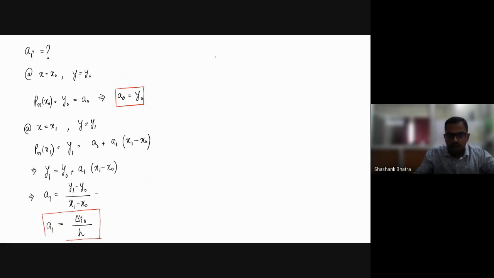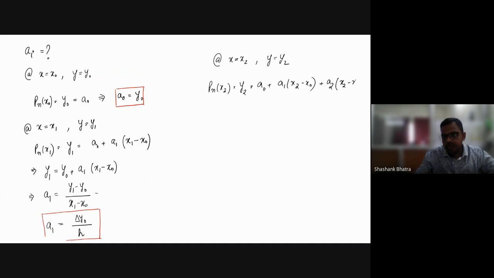Now let me look into another one, that is at x equals x2, y equals y2. Now if I do it for this one, you all also do it on your own, okay? x2 minus x1, x2 minus x naught. That's it. I believe all other terms will be 0, right?